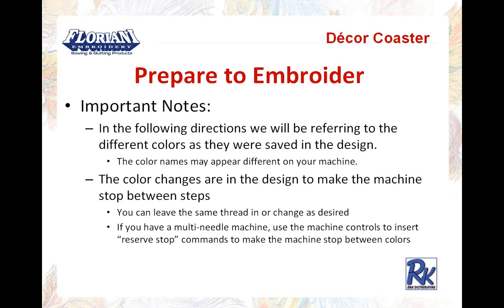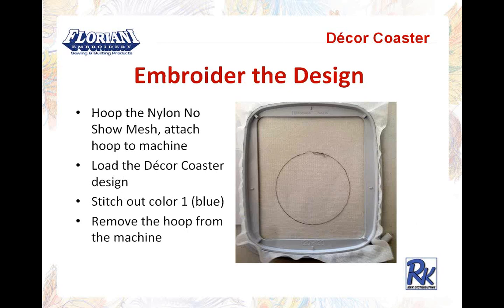Now, of course, if you have a multi-needle machine, the machine is optimized not to stop between color changes, but to automatically go to a different spool. So if that's the case, you're going to have to go ahead and insert reserve stop commands, or whatever your machine calls them, program pauses or whatever, to get the machine to stop between colors. Okay, we have two of those in this, one near the beginning and one near the end. So we'll point those out as we go. So go ahead and embroider the design.